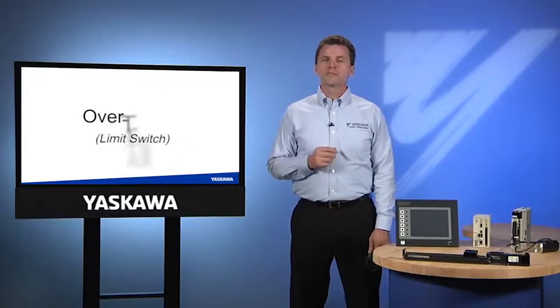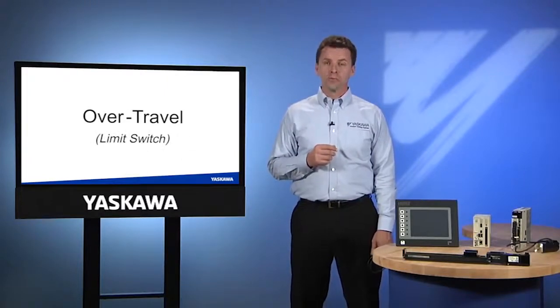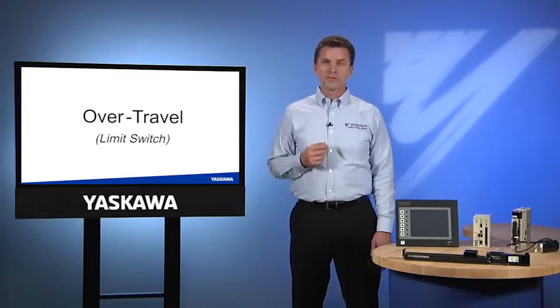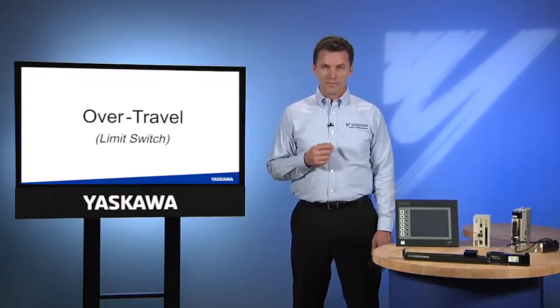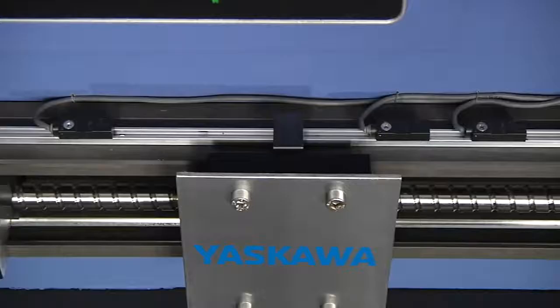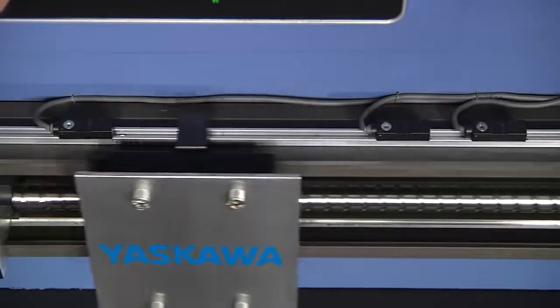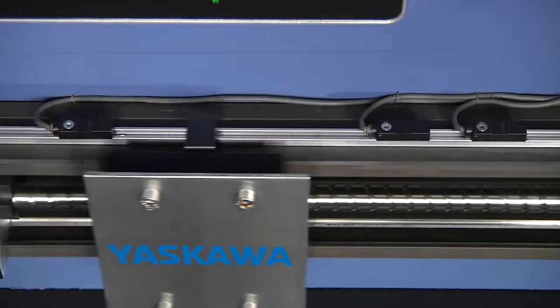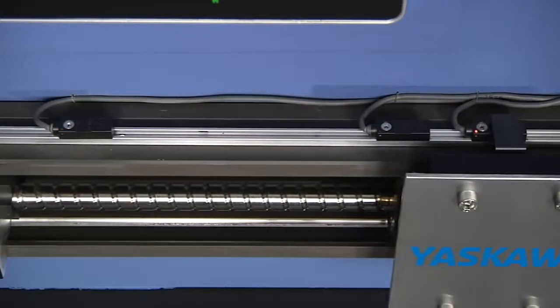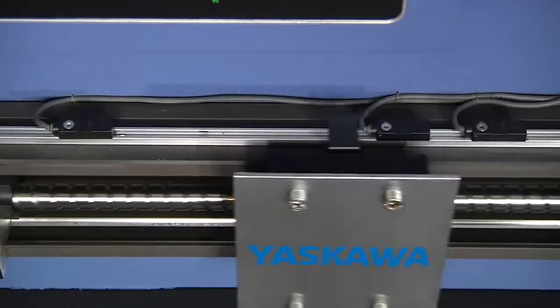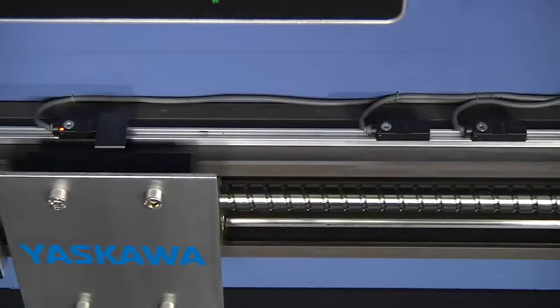Another direction-sensitive feature found in amplifiers is overtravel. Some people refer to this as the limit switch function. Overtravel is an amplifier input that stops the motor from moving in one direction. One input for forward and another input for reverse. We establish the boundaries of overtravel by placing a sensor at each end of the machine's range of motion.